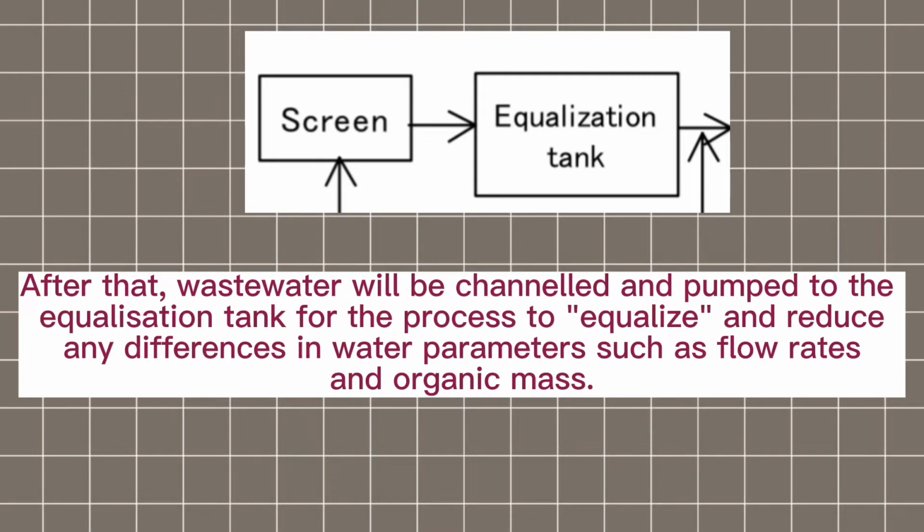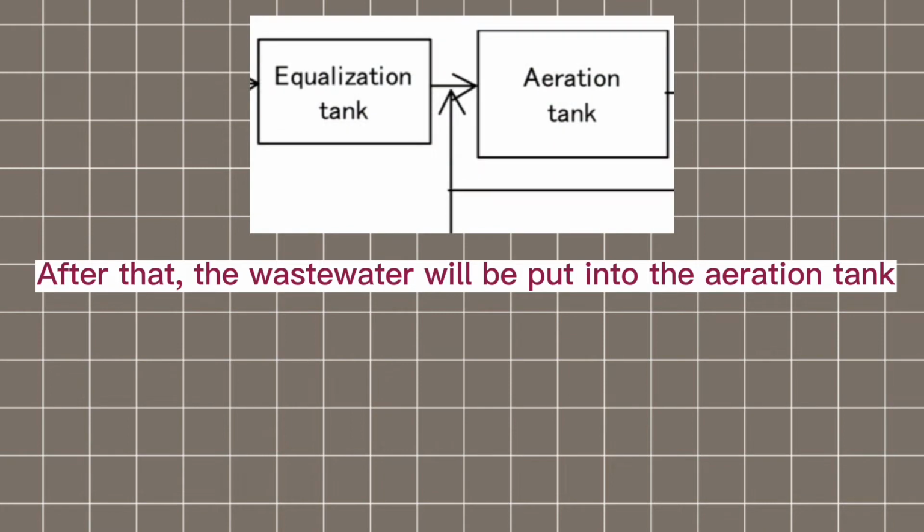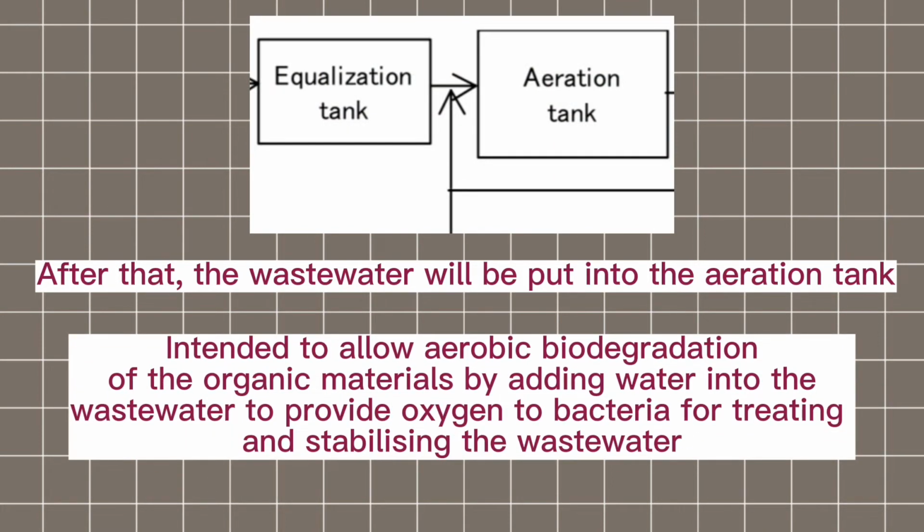If a plant is expecting to receive a large amount of septage or is bringing in a large amount of industrial waste, flow equalization is also important. After that, the wastewater will be put into the aeration tank. This process is intended to allow a rapid biodegradation of the organic materials by adding air into the wastewater to provide oxygen to bacteria for treating and stabilizing the wastewater.